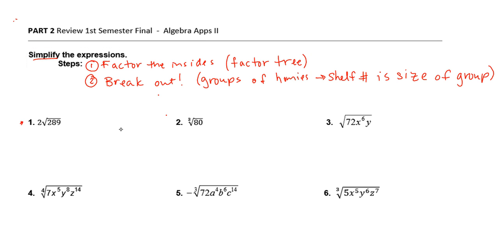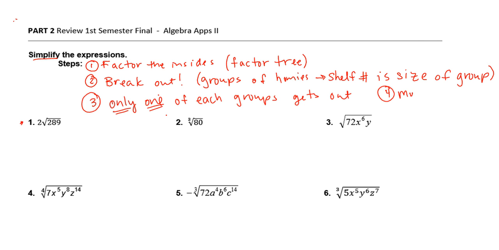And you're going to actually break people out. Only one breaks it out. Only one of each group, I guess I should say. And then your last step is to multiply everybody together. So multiply the outsides together. And the leftovers inside.